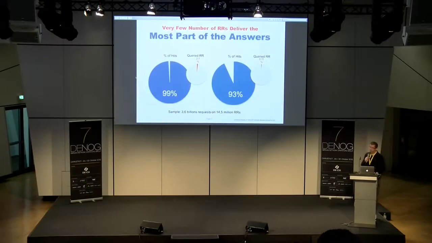Some numbers are really interesting, because when we dove into some customers' cache servers, we found these numbers. You have two big diagrams. The first on the left means that 2.1% of the requests resulted in 99% of your hits. Or the other way around, 99% of your hits were due to 2% of your requests, which is huge. And if you are more precise, 0.11% of the resource records that you've been queried result in 93% of the hits, which is, again, huge.